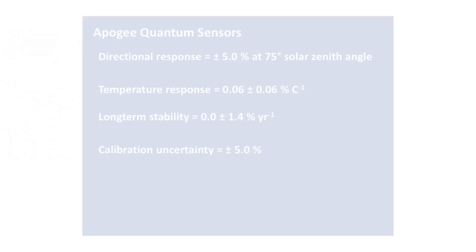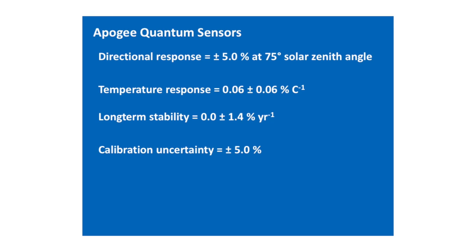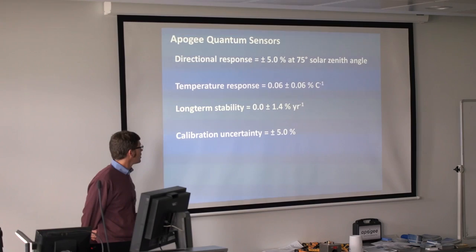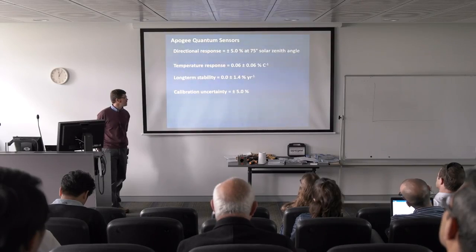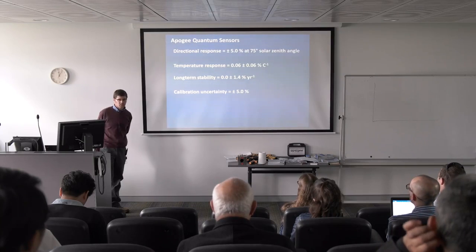Bruce showed a table like this for Apogee pyranometers. Here's similar information for Apogee quantum sensors. Just some specifications to give you an idea of the performance. So the directional response, or the cosine response for a quantum sensor, is very, very similar to the cosine response for a pyranometer. The temperature response is also similar. The stability is a little bit better for the quantum sensors that we tested, and the calibration uncertainty is listed there.